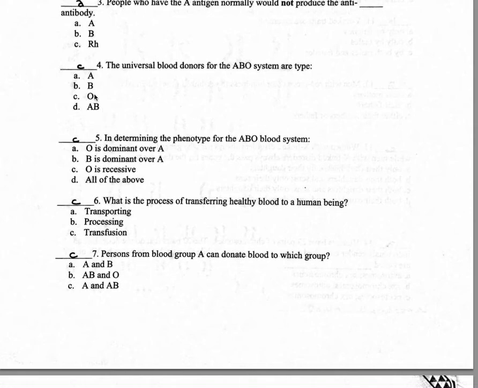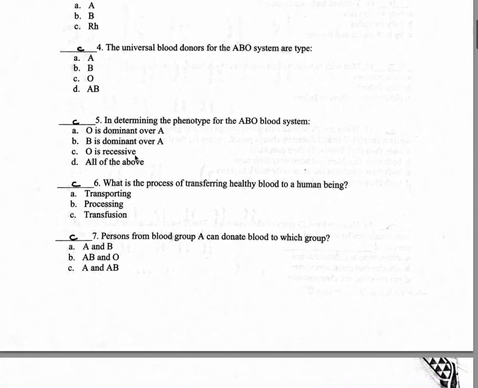And just as a reminder for Rh positive and negative, if someone's Rh positive, that means they have the Rh factor, that protein on their red blood cells. So they can accept from positives and negatives. People who are Rh negative, it means they don't have the protein, so they can only accept from people who are Rh negative. Okay, 5, O is recessive.